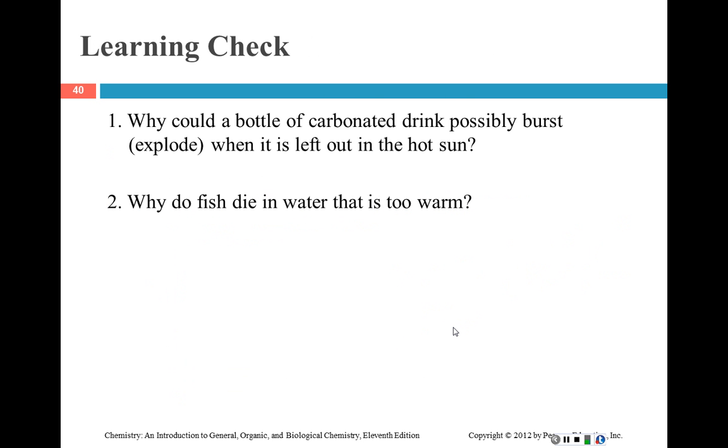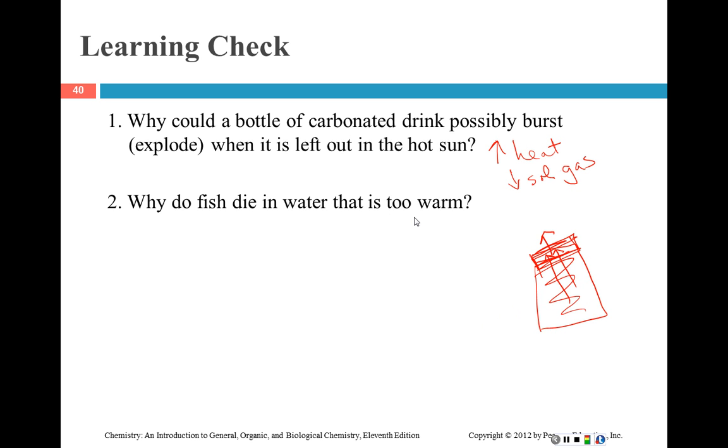So why could a bottle of carbonated drink possibly burst if you leave it out in the hot sun? If it's in the sun, what are we doing? We're increasing the heat. And if we decrease the solubility of the gas, then inside that can, it's pressurized, right? But it has a little bit of head space here, and this is the liquid, and then this part is air space. And so you've heated it up, and it's pushing those gas molecules out of solution. Eventually, they may have enough force to explode that.